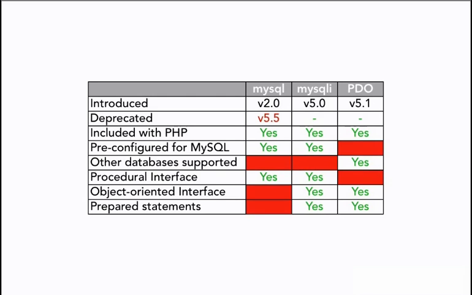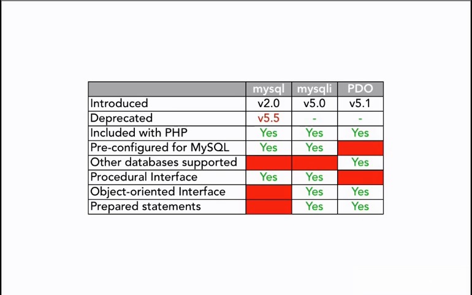All three APIs are included with PHP. Only the first two, though, MySQL and MySQLi, are pre-configured for MySQL. And you might understand why if you look at the next line and see that PDO supports other databases as well. So that's a key difference between these. PDO works with any database. So if you're planning on using something like Postgres, well, you're going to want to use PDO because MySQL and MySQLi are only for MySQL. Now, since we're using MySQL, that's fine. We can choose any of these still. But if your plan is to eventually use a different database, you'll want to investigate PDO.